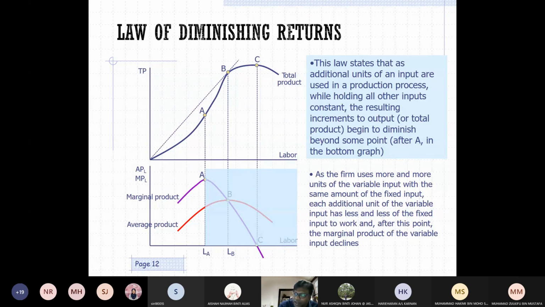As the firm uses more and more units of the variable input with some amount of the fixed input, each additional unit of the variable input has less and less of the fixed input to work with, and after this point, the marginal product of the variable input declines. What they're trying to say is that once they reach the maximum point here, the average product as well as the marginal product will decline. This is what we call the law of diminishing returns.